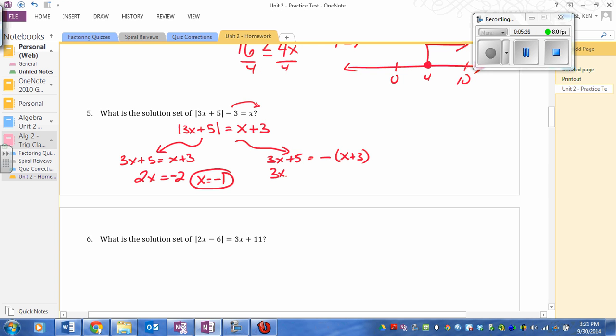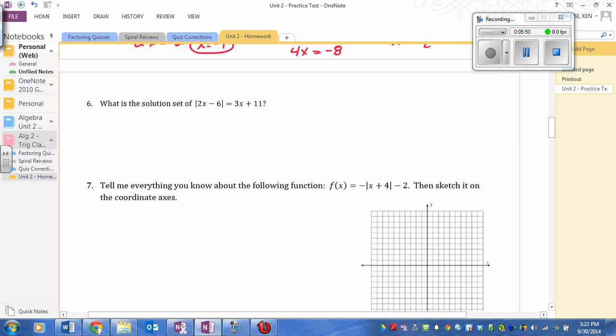This one is 3x plus 5 equals negative x minus 3. If I bring this over, I get 4x equals, I bring the 5 over by subtracting, I get negative 8, so I get x equals negative 2. So my solutions are negative 1 and negative 2. I should switch their order.